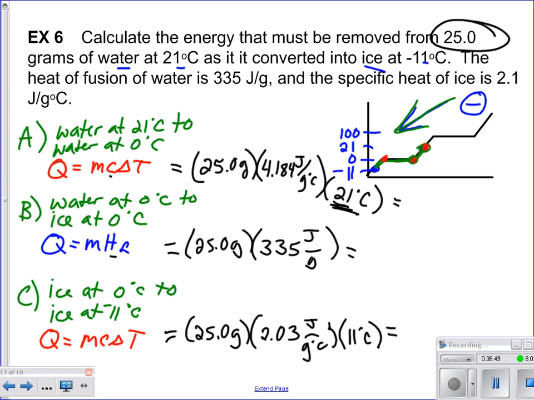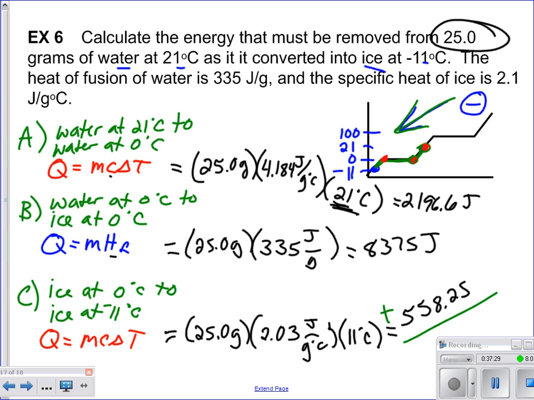So I'm going to jot down the numbers that I've got. I just unplugged everything. Hopefully this is still working. Okay, so I'm going to jot down the numbers that I got in my calculator, something like 2196.6 and 8375 and 55.825. Now what you're going to do with all these values is just take them and add them up.